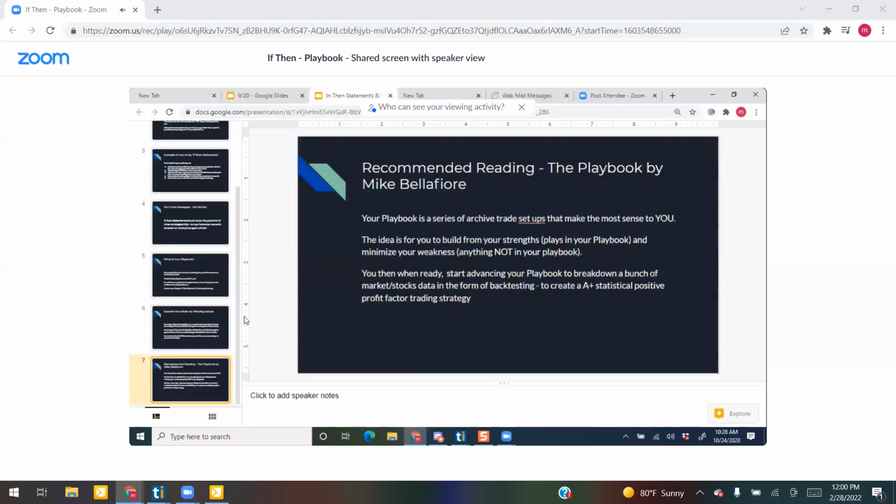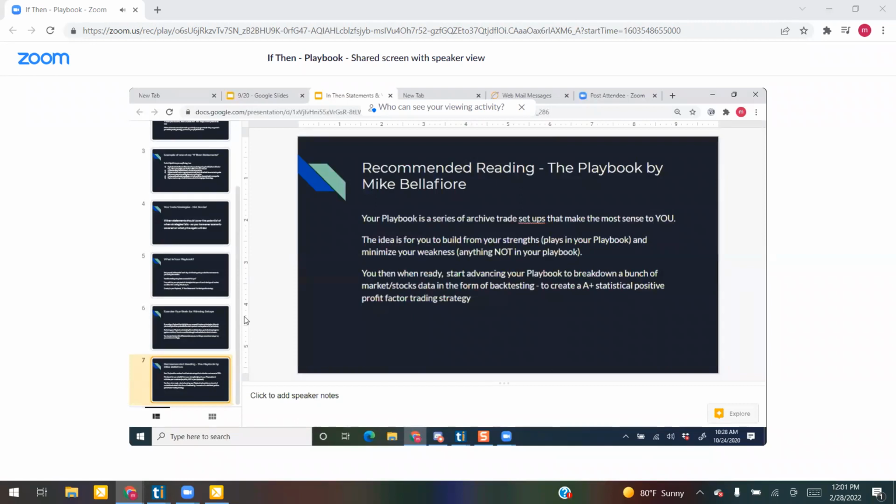Eventually, when you start developing a playbook and you're getting confident, you start to break down a bunch of market data on your trades, and you start creating these A-plus statistical setups by backtesting your strategies, because now you're serious about your trading. Now you want to continue to do it. You put some time into trading. You like it. You're getting some success manually creating your playbook.